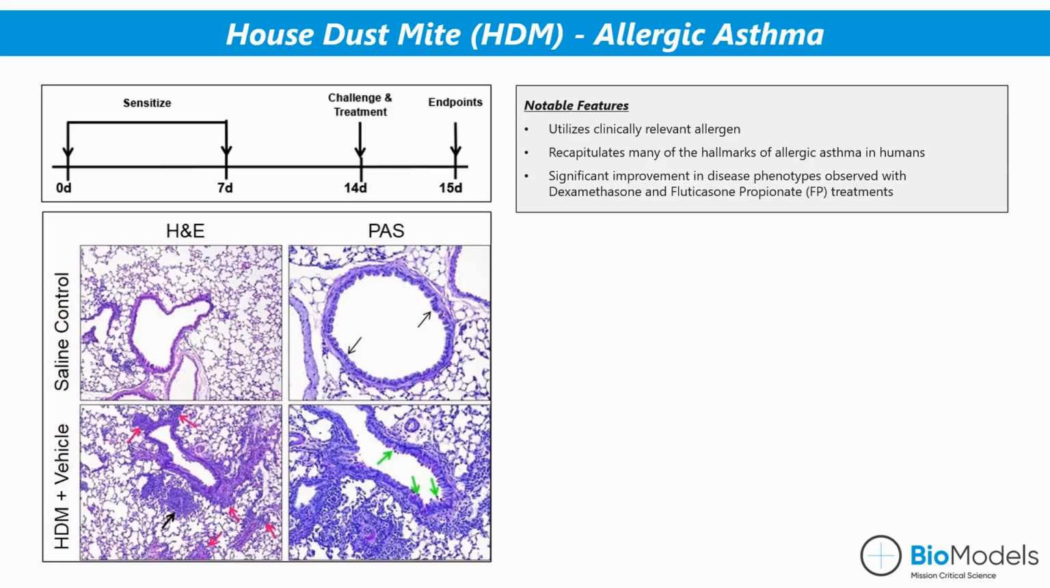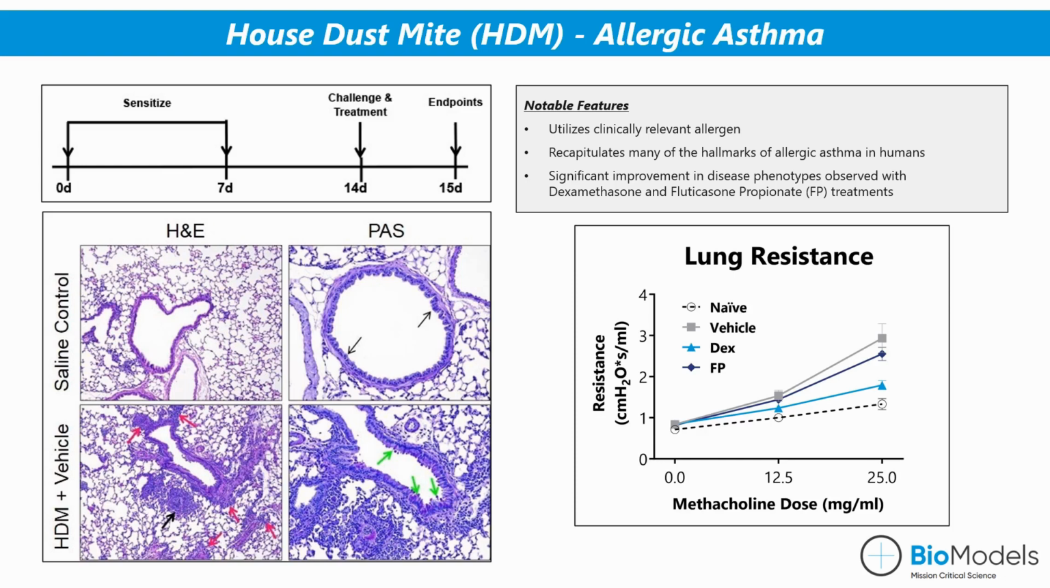In this first slide, we're looking at lung tissue that's stained both by H&E as well as PAS. While we see nice lungs in the saline control samples, we again see this mixed infiltrate in the HDM sensitized and challenged animals. In the PAS slides, we see goblet cell hyperplasia in the diseased animals as well. These animals also display an airway hyperresponsiveness phenotype, and as you can see, treatments with dexamethasone and fluticasone provide benefit to that readout.